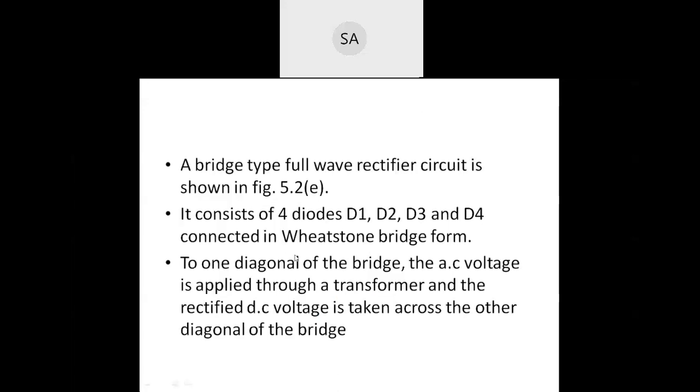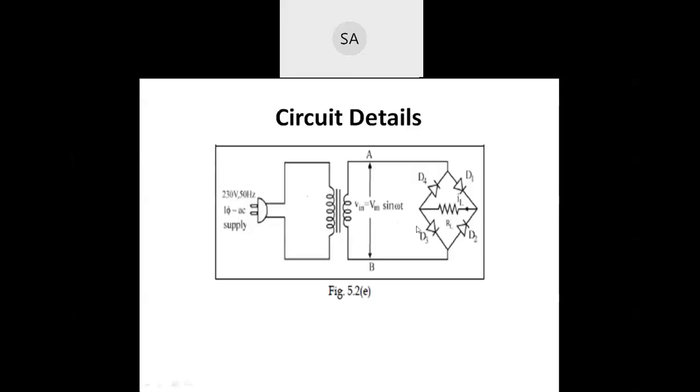To one diagonal of the bridge, the AC voltage is applied through a transformer. So to these diagonals, the AC input voltage is applied through the transformer. Whatever this AC voltage, that is a 230 volts 50 hertz single phase AC supply or the main supply, is applied to the primary of the transformer. The secondary of the transformer also has AC output. This AC output voltage of the secondary is applied to this rectifier. So this rectifies the AC voltage and you will get the output as DC.